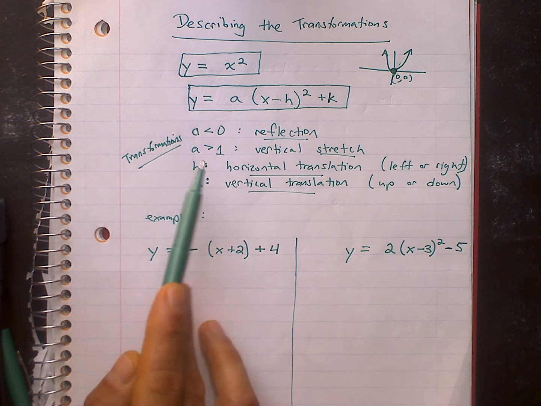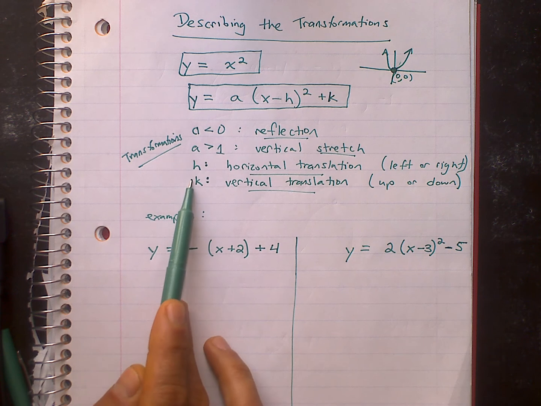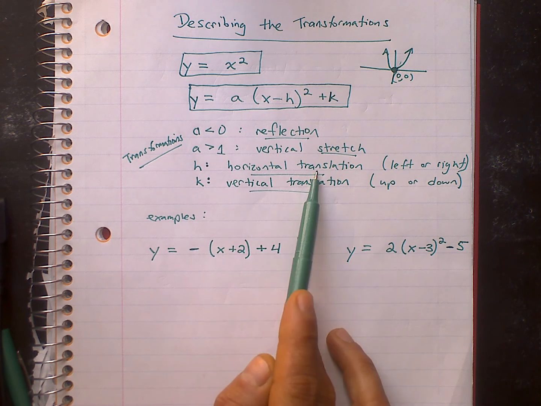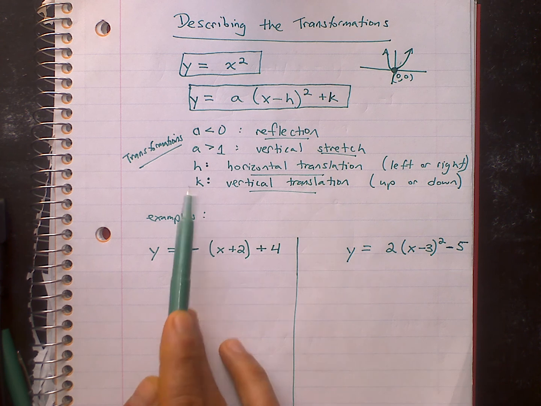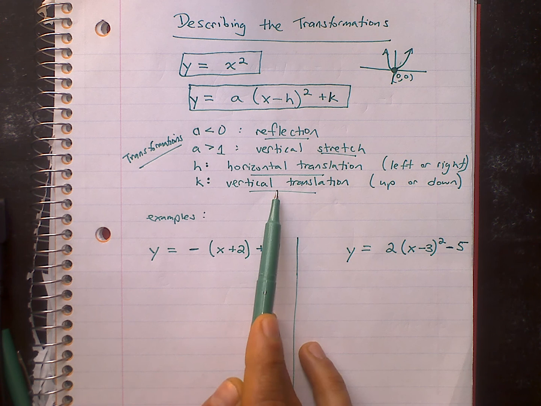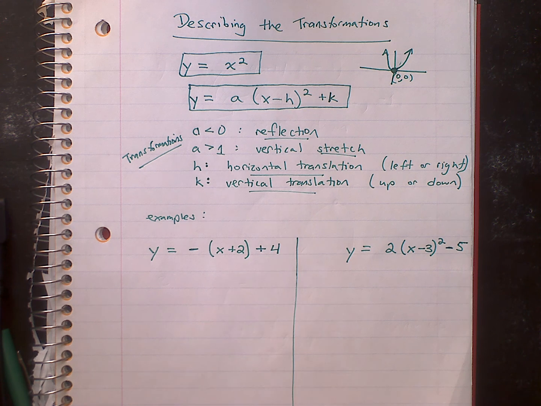The h and the k you should be familiar with because we talked about this when we located the new vertex. So in order for the vertex to move, it's either by sliding, which is called a translation. So we can have a horizontal translation, left or right, moving along the x coordinate, and we could have a vertical translation. So it's moving the y coordinate up and down. Okay, so let's take a look at these examples.